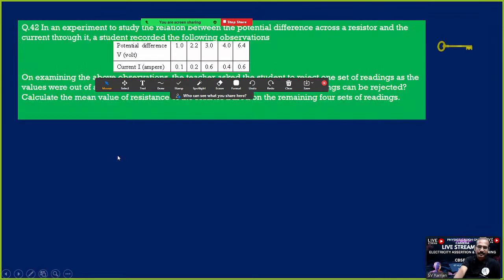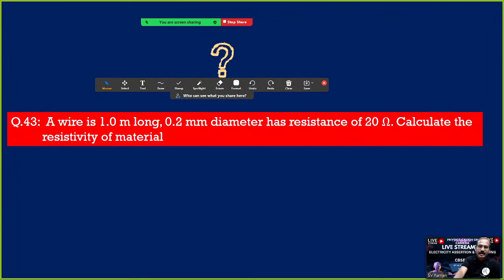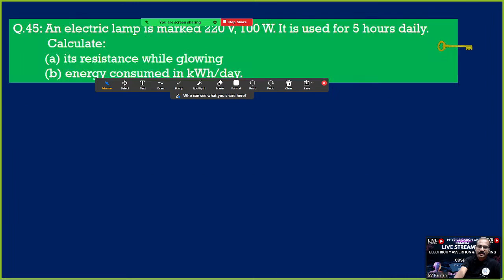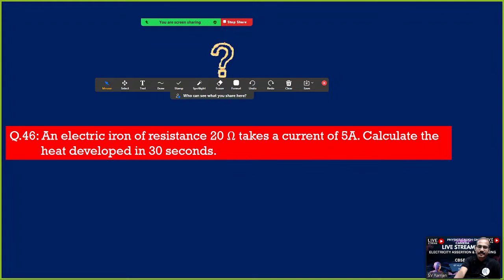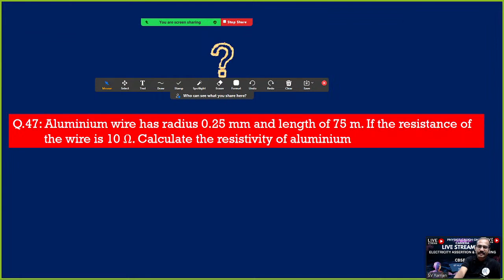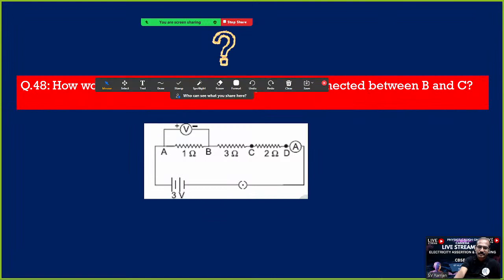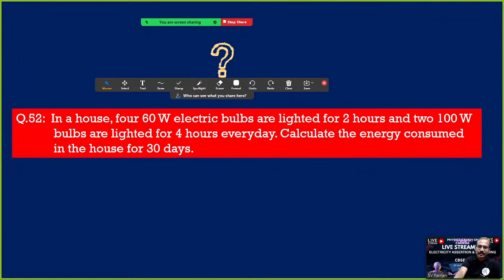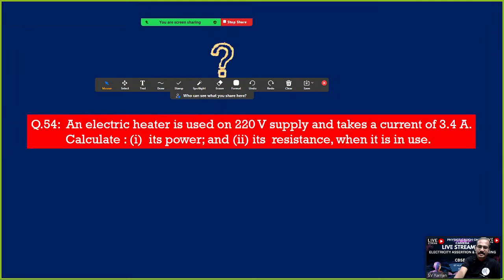Next question. Yes, this question we have explained before. We can calculate individual currents and resistances, and the odd one we can eliminate, so the remaining mean value we can calculate. This is a repeated question. Probably this is also repeated. Yes, we solved. This is repeated: H is equal to I square R T derivation. Yes, I guess I have explained this before.